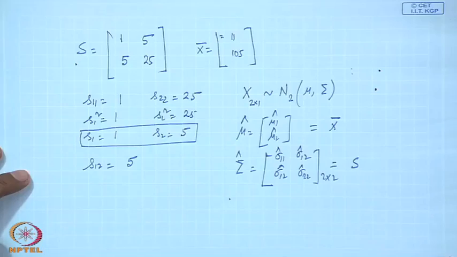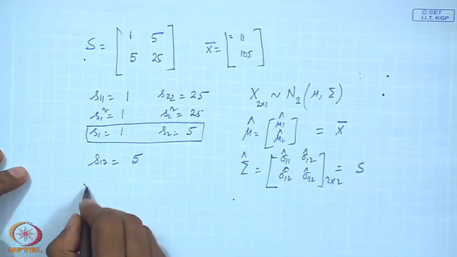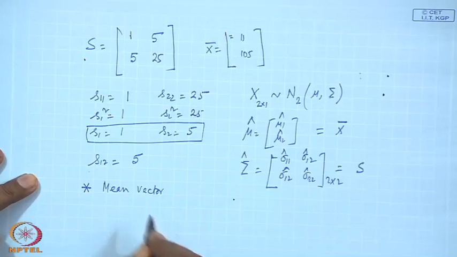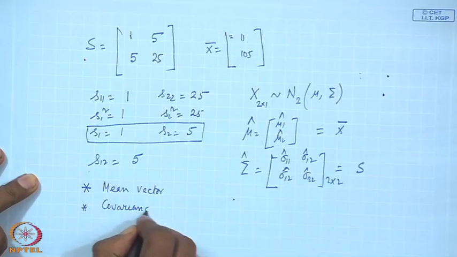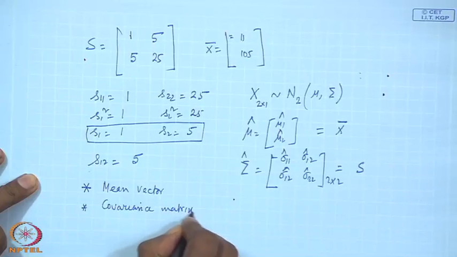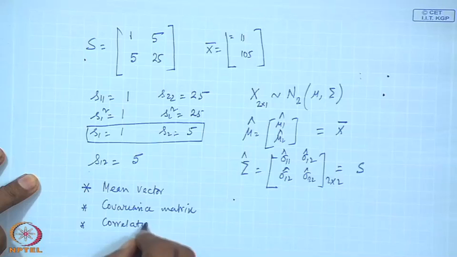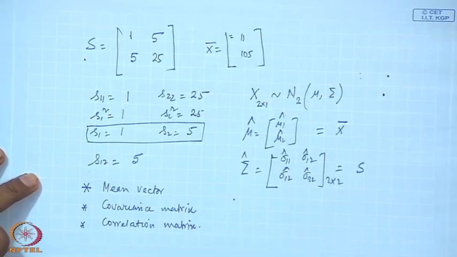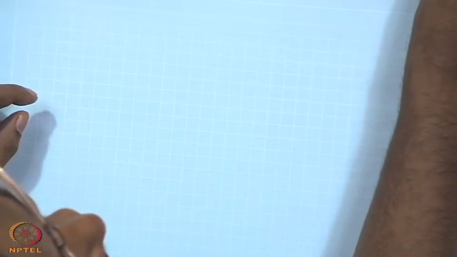Okay. So, please remember multivariate descriptive statistics has 3 components. One is the mean vector, second one is the covariance matrix, third one is the correlation matrix. Now, we will discuss the correlation matrix.